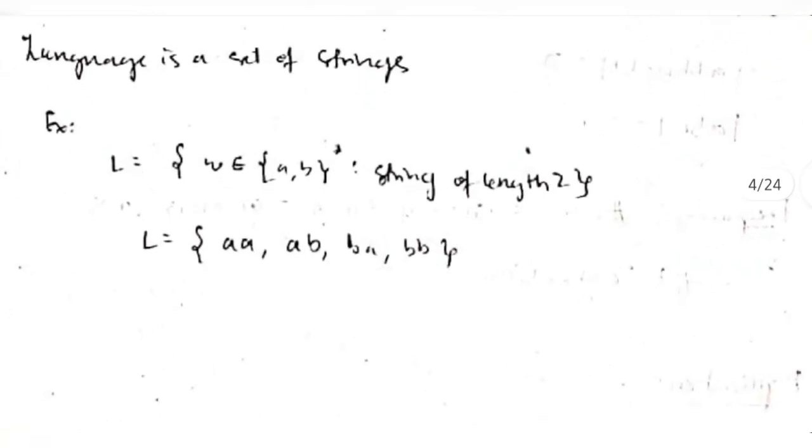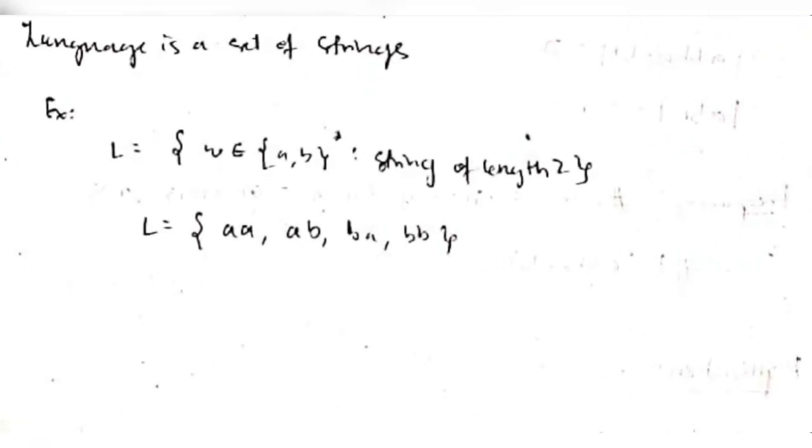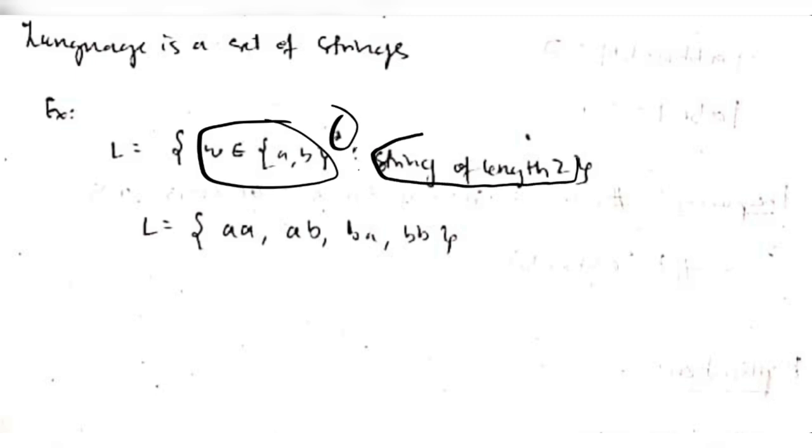So we have an example here. In the exam you can expect this type of question. They will ask you to construct a language and you will be given this statement. Now what's this statement? W belongs to {A, B} whole star, and colon we have here, and the condition is string of length 2.